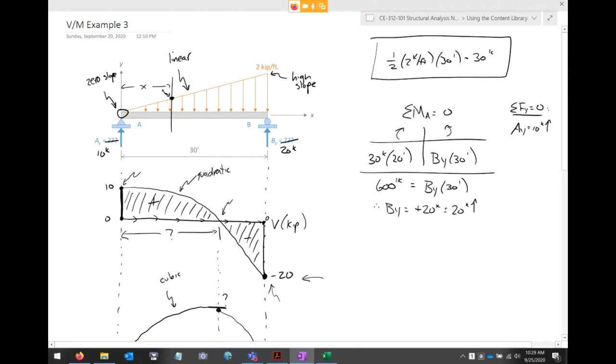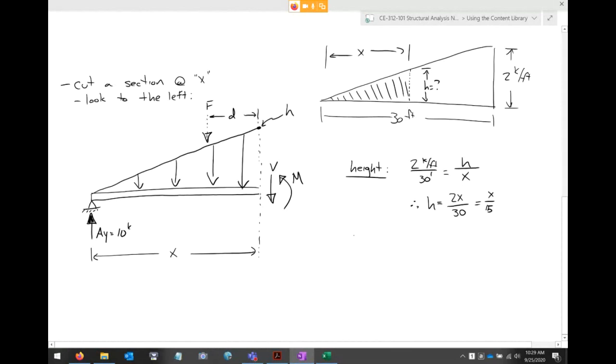So I propose that the total force, or the area under that triangle, is 1/2 X times height, or 1/2 X times X over 15, which is X squared over 30. The units for that are going to be kips, because that's a force. Now, the d value, the distance, is X over 3, the same as we figured out over here. I don't want to rush through this; I want to make sure this makes sense. Is everybody good with me so far?